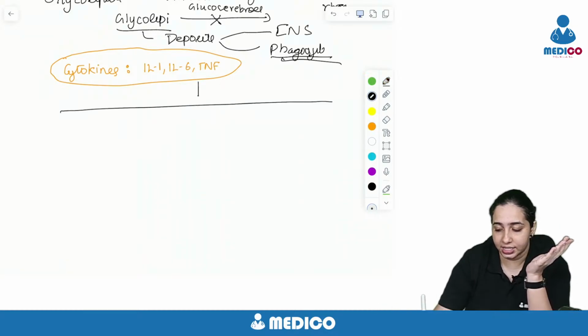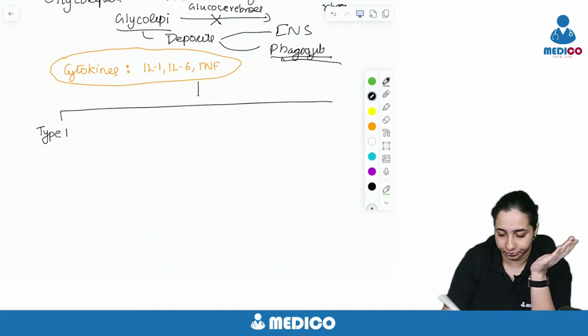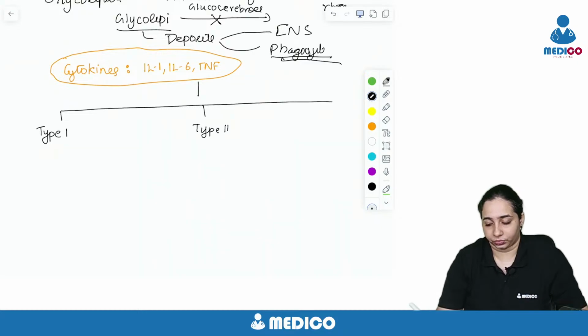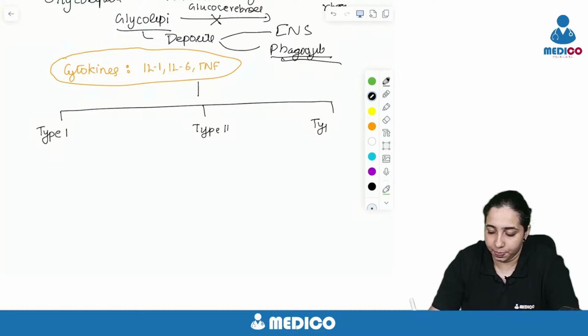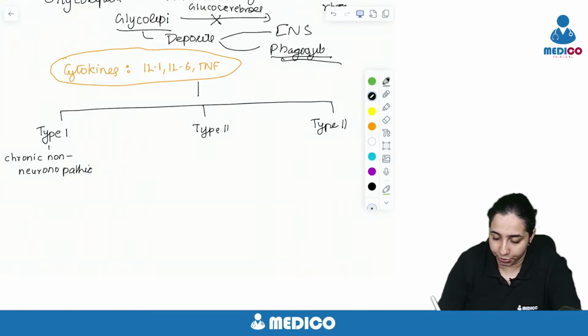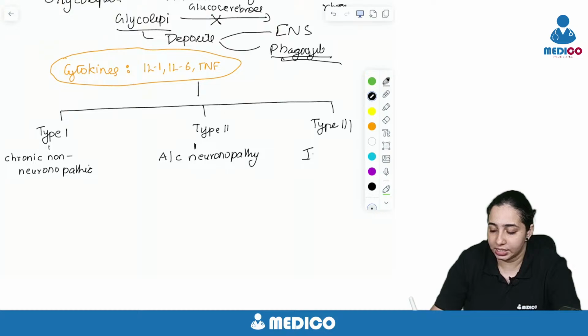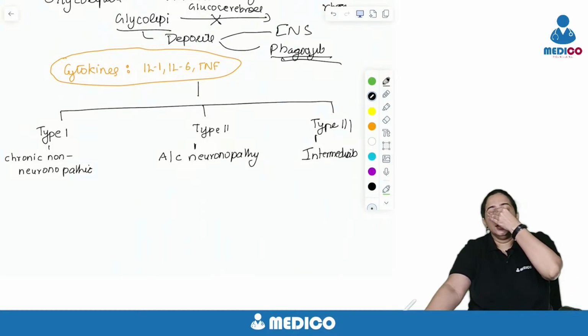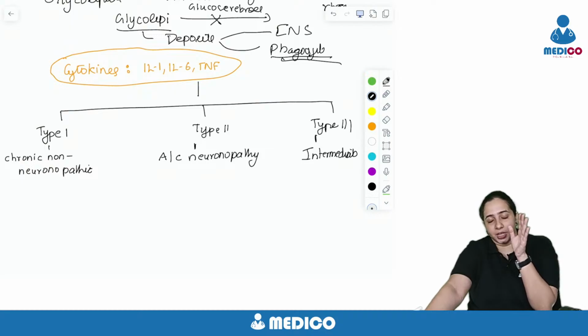Now again, talking about Gaucher's disease, you have 3 types: type 1, type 2 and type 3. Type 1 is chronic non-neuronopathic. Type 2 is acute neuronopathic. And type 3 is the intermediate form. Again, I said this glucocerebroside can get deposited in the phagocytes and in the central nervous system.